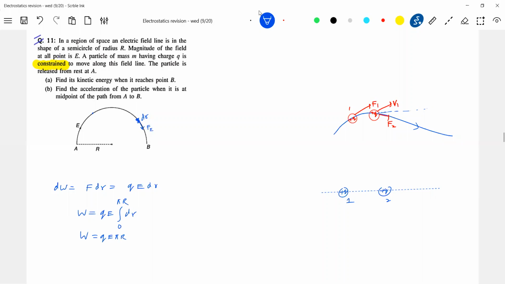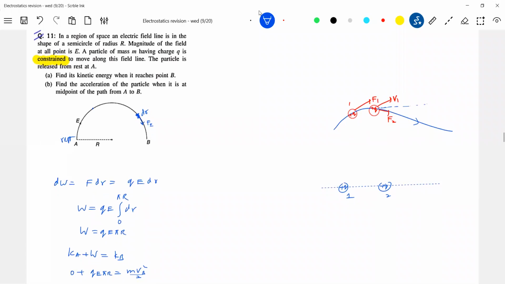That's the first part. Then how to get the kinetic energy? So kinetic energy at A, work done should be equal to kinetic energy. It is released from rest. Work done QE pi r equal to m VB square. Agree this?